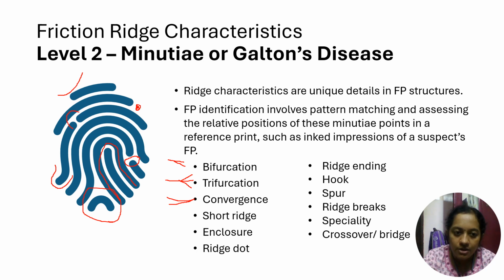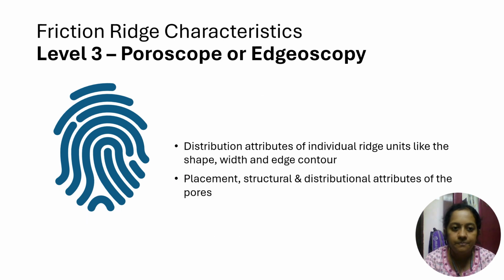Next is ridge break. Over here you can see the ridge break. Specialty means it has a special feature which is outside all these classifications. Crossover or bridging means it ends over here and continues from here, it goes till here. This is called a crossover or a bridge, or it is called an interference.